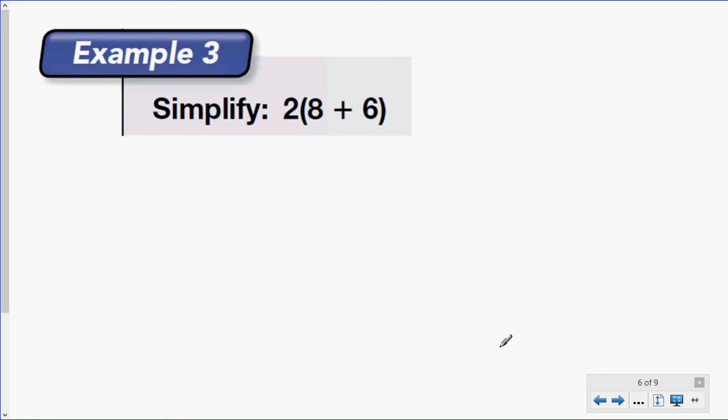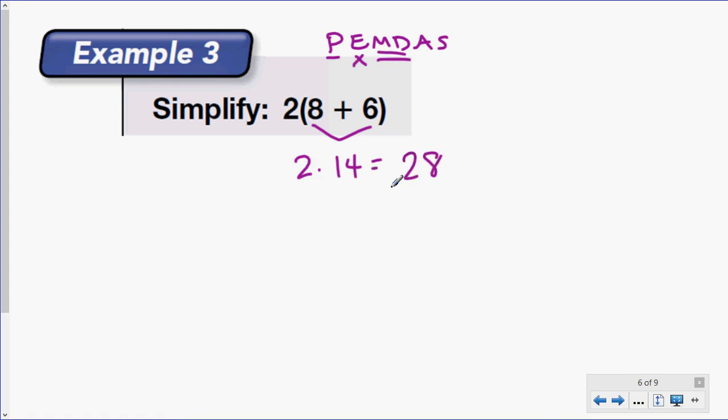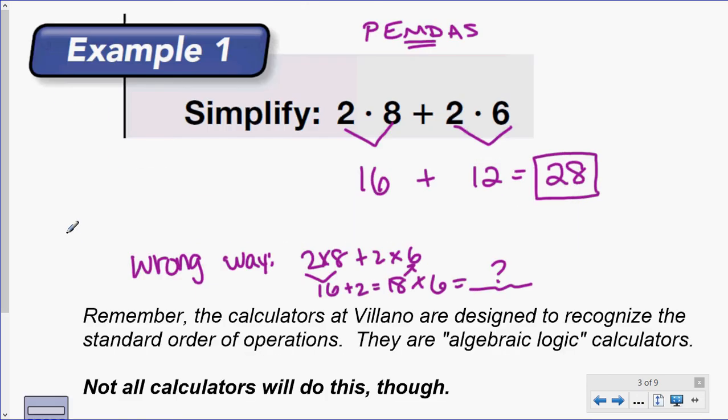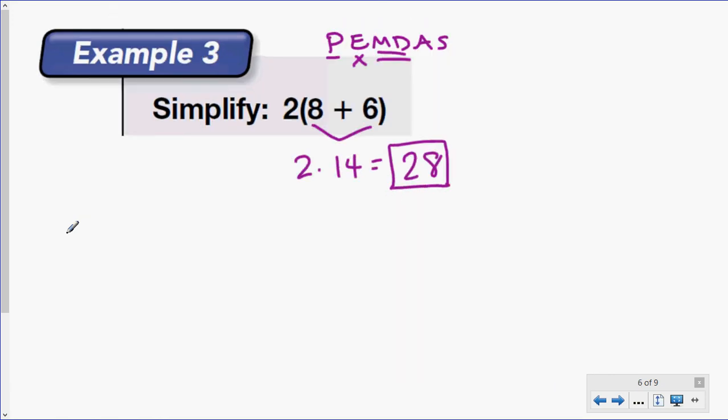Okay, example 3. Simplify 2 times the quantity 8 plus 6. This time we have parentheses. So we are going to do that first. The 8 plus 6 is 14. Now we can do 2 times 14. No exponents, obviously. So we can multiply and divide. And that's 2 times 14, which is 28. Now you might notice example 3 has the same answer as example 1, 28.